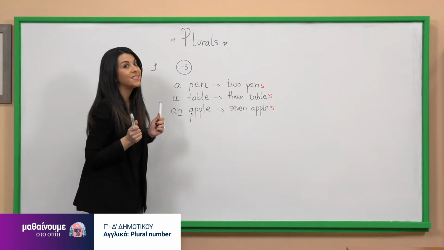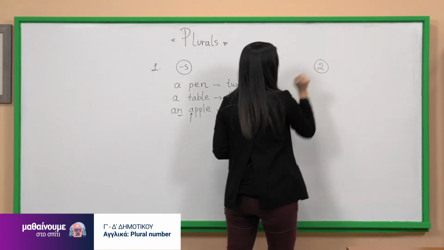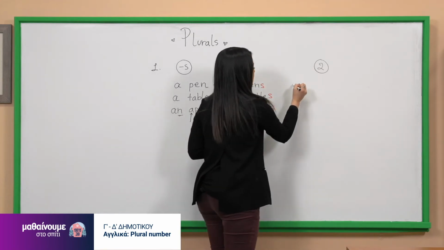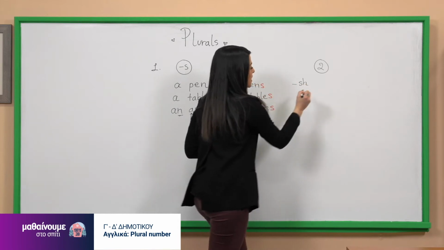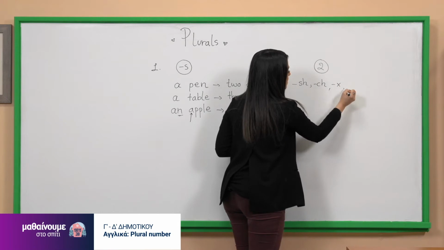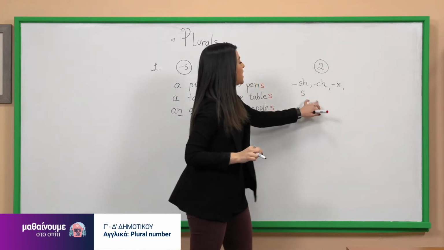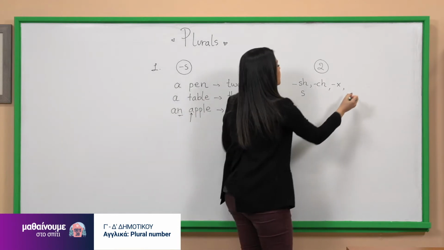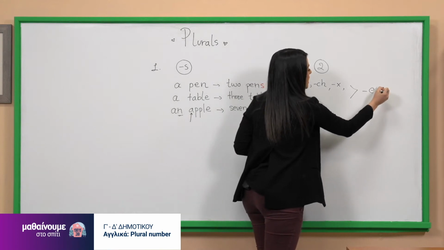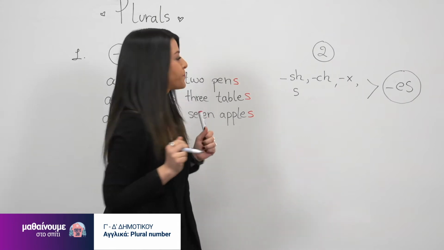Now, let's go to the second one, okay? The second rule. When the noun ends in SH, CH, X, and S, okay, I will add the other one later, we put in the end not only S, but ES. Okay, let's see some examples.